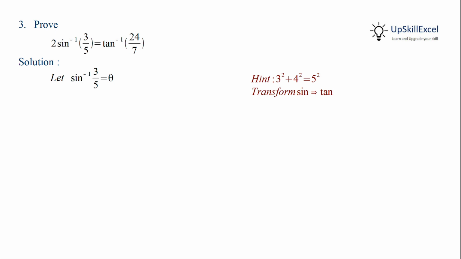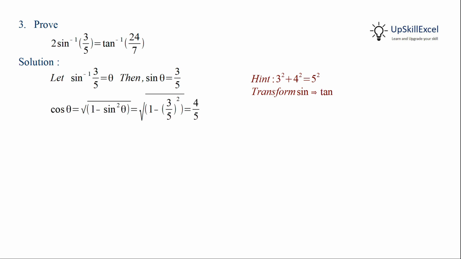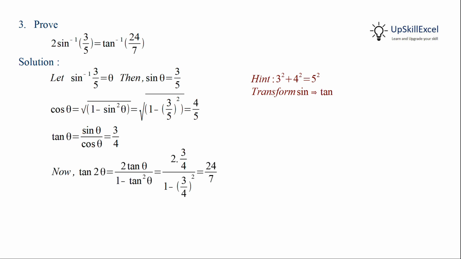Now let's assume sine inverse 3 by 5 is equal to theta, or sine theta is equal to 3 by 5. Then we can find out cos theta using under root of 1 minus sine square theta, and tan theta through sine theta by cos theta. We can find these cos theta and tan theta directly using the 3 square plus 4 square equal to 5 square. Now we can calculate tan 2 theta, which is equal to 24 by 7.